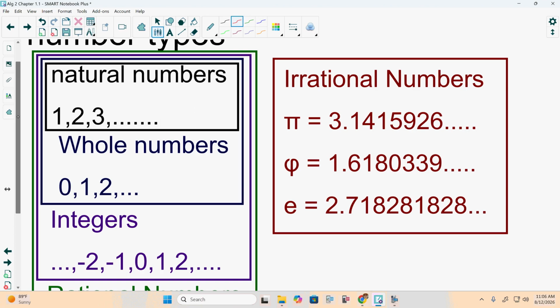3.1415926, it's a non-repeating, non-terminating decimal. Anything that is a non-repeating, non-terminating decimal is irrational. We know the top one is pi. We talk about it with diameter of a circle, circumference, area of a circle is that there.